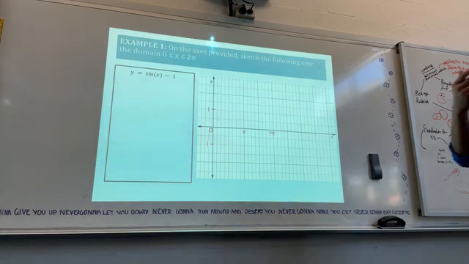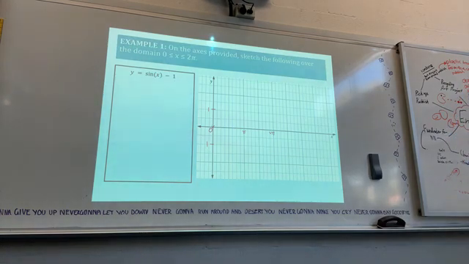Always start off with the sine curve. When x is 0, y is 0. When x is pi over 2, sine x is 1, and so on and so forth. Start off with this. I use a dotted line to make it clearer. So this is y equals sine x.